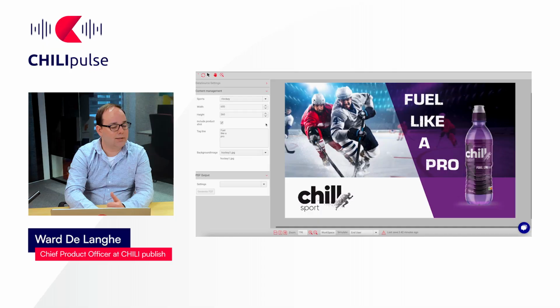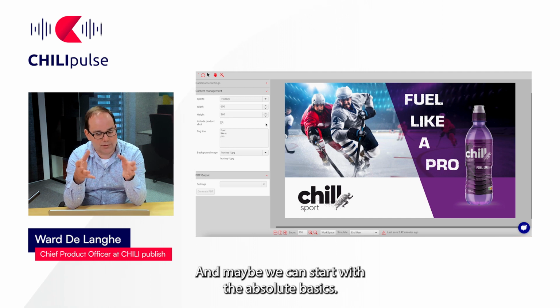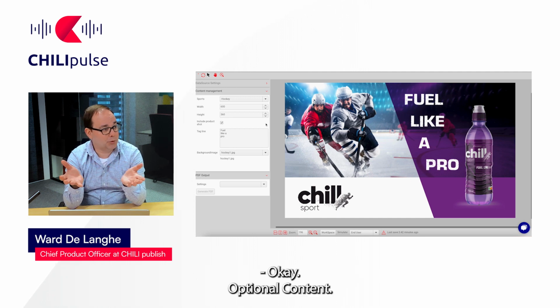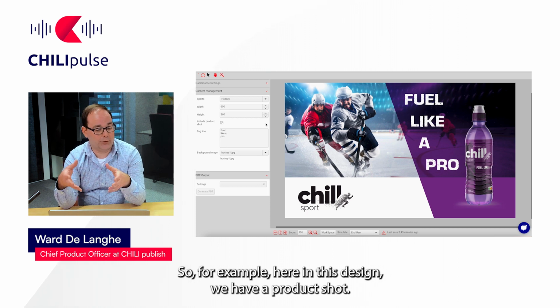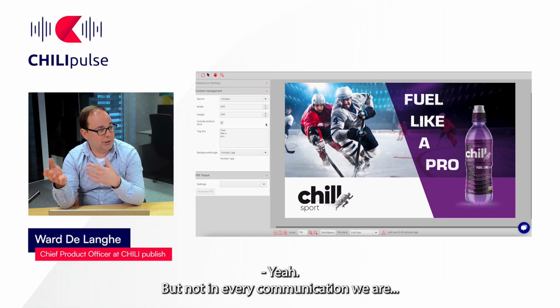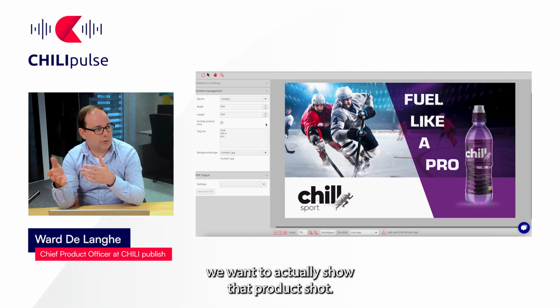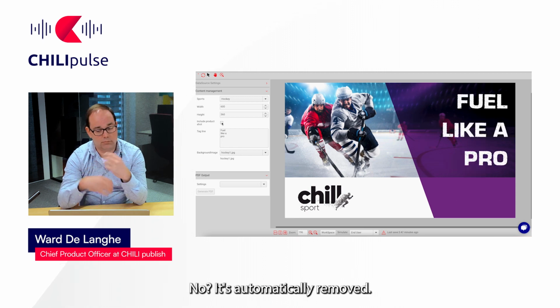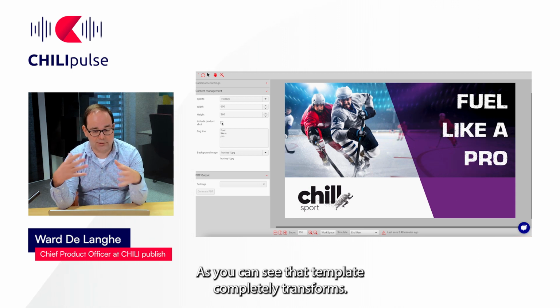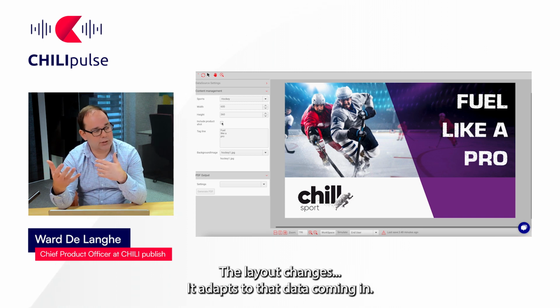I have one in front of me, and maybe we can start with the absolute basics, optional content. For example, here in this design we have a product shot. But not in every communication do we want to show that product shot. So that's optional content. We could simply say on that one data point, do we want to include a product shot? No, it's automatically removed. As you can see, that template completely transforms. The layout changes, it adapts to the data coming in.